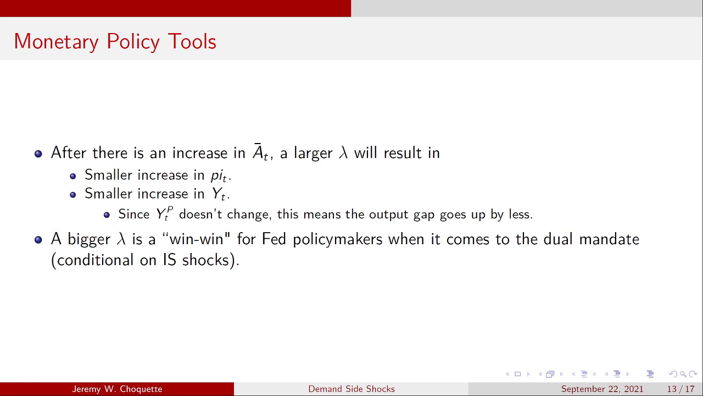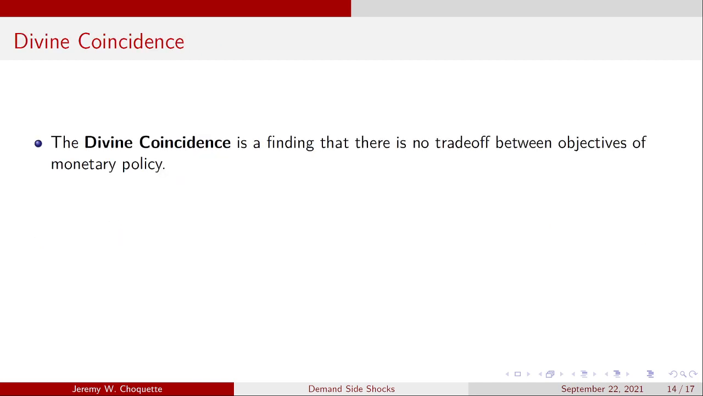No, it doesn't mean. Ignore what I just said. Just ignore everything I just said about the larger, smaller increase in Y. So the bigger lambda really is like a win-win for Fed policymakers when it comes to the dual mandate, conditional on IS shocks. Now, the divine coincidence, what is it?